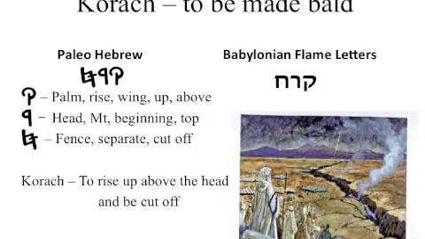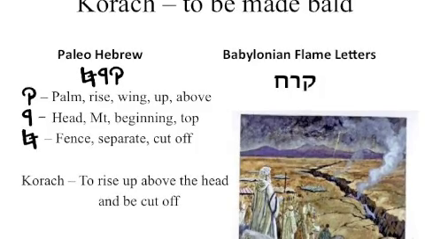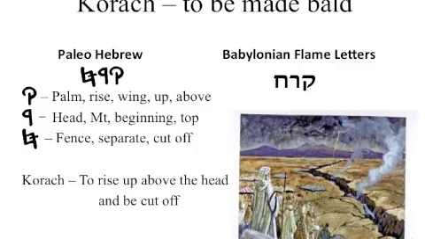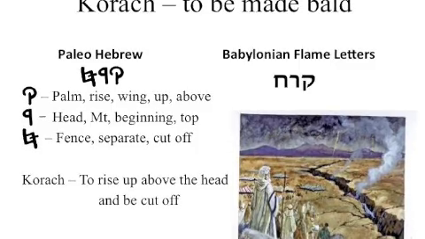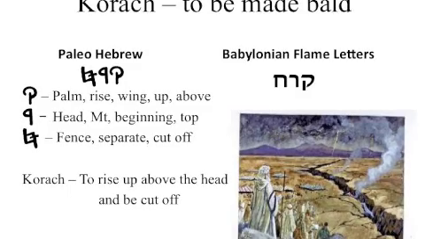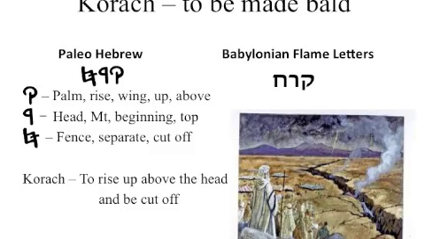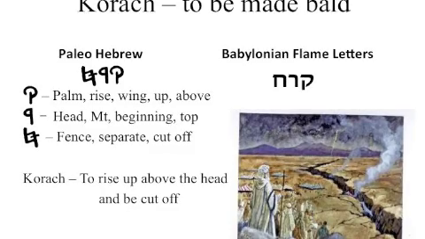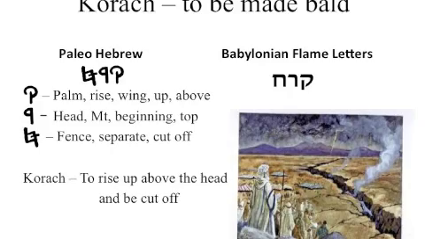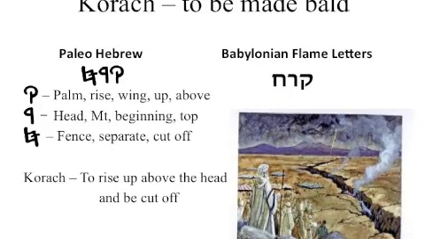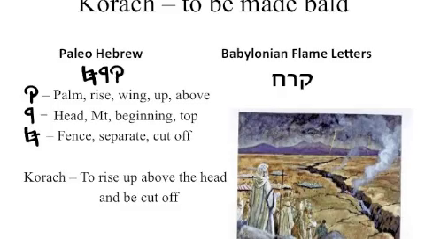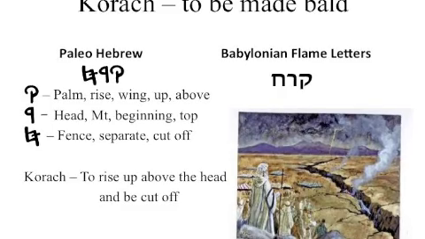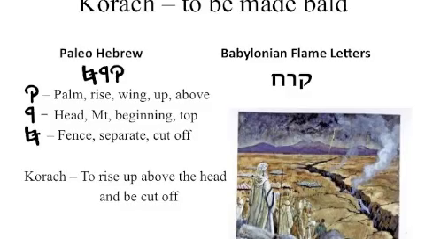And look at that. As we go back and we look at the Babylonian flame letters, you see the difference between the Babylonian flame letters and the Paleo Hebrew. The Paleo Hebrew, of course, is the pictographic language, and every word is a picture, so this stuff never fails. It really shows you what Korach means when you go back to the pictographic language.